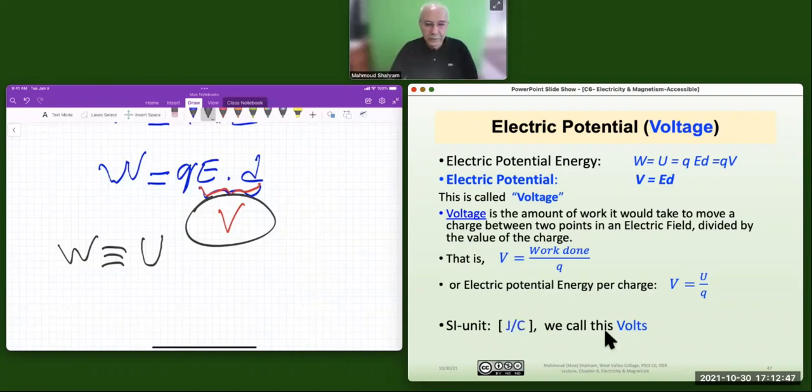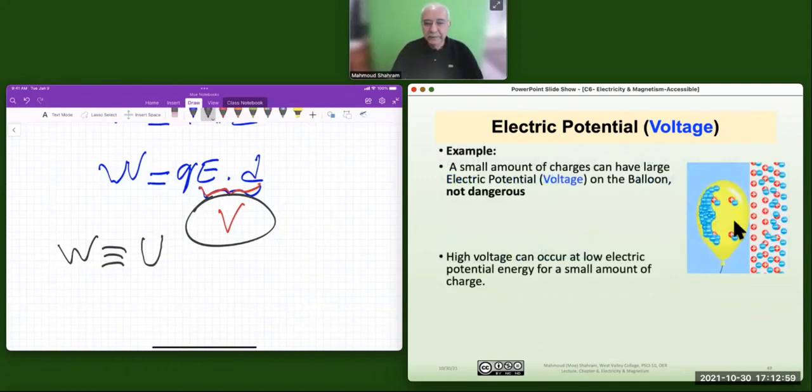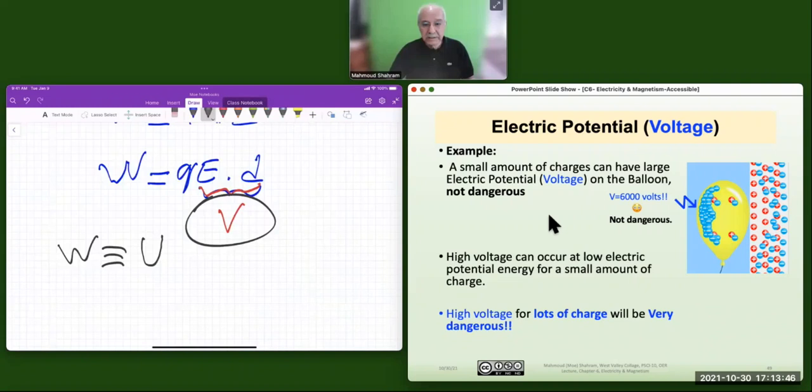Joules per coulomb is called volt. Here, remember, we had the balloon, with a whole bunch of negative charges built up, and you build up a huge voltage. This could be 6,000 volts, and yet that's not dangerous, because there's not enough charges there. So you may have a very high voltage but a small amount of charge, and that's not dangerous. What is dangerous is when you have a high voltage and a lot of charge, as we're going to talk about shortly.